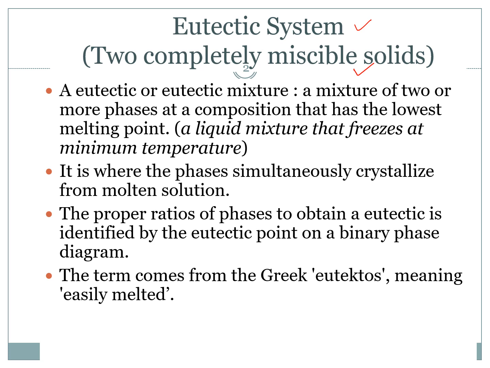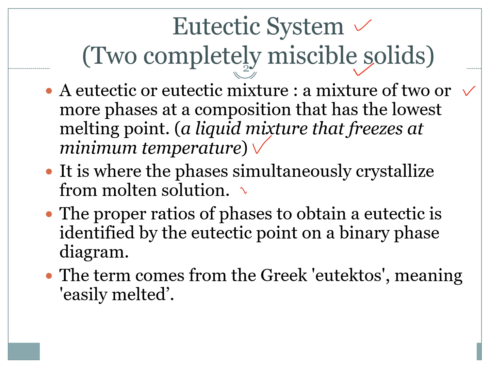A eutectic or eutectic mixture is a mixture of two or more phases at a composition that has the lowest melting point, or a liquid mixture that freezes at minimum temperature. Basically, they are a mixture of components that has lower melting point than their individual compound.